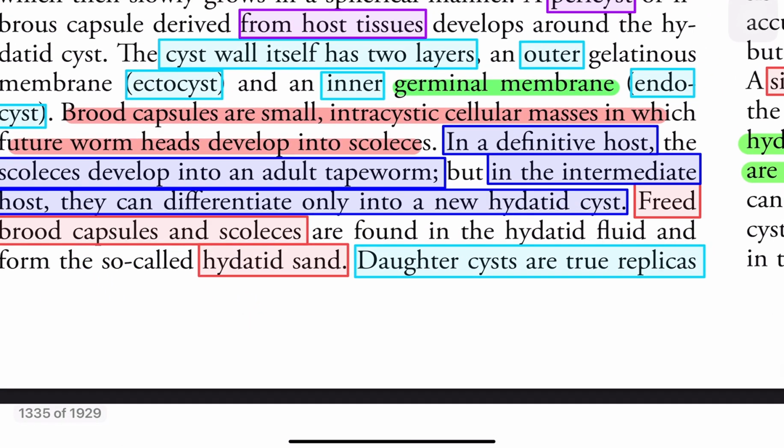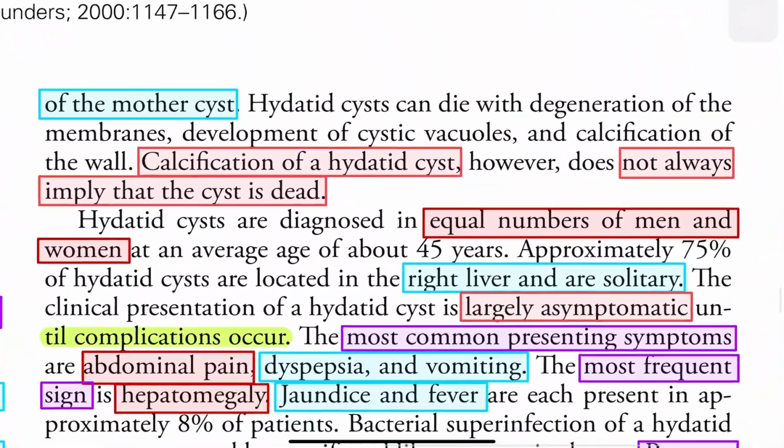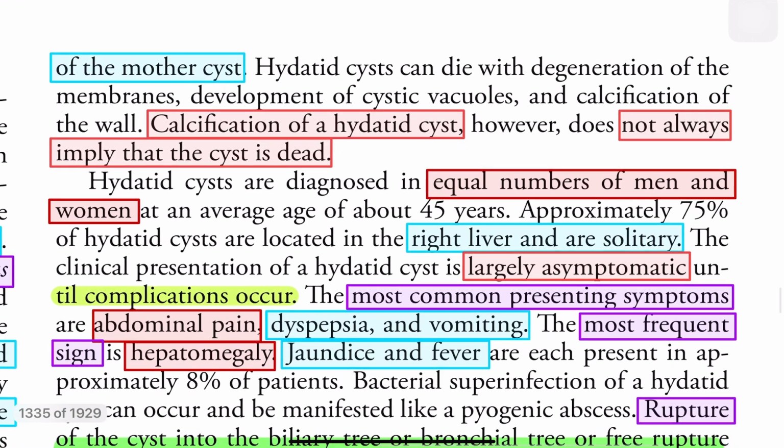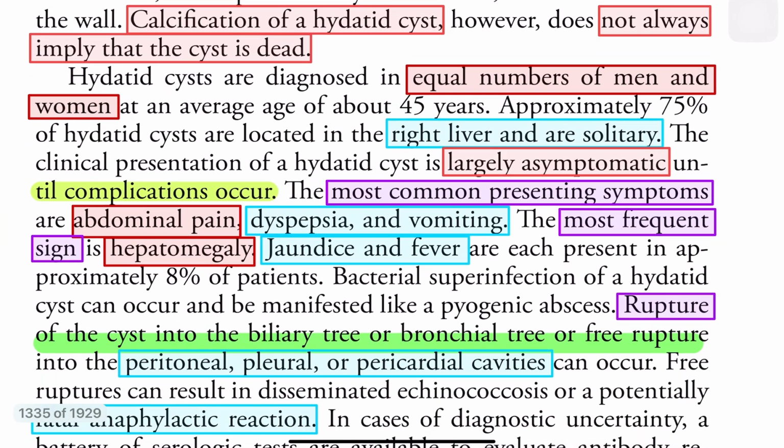Daughter cysts are true replicates of the mother cyst. Calcification of a hydatid cyst, however, does not always imply the cyst is dead. This can be a one liner: calcification does not imply the cyst is always dead. Hydatid cysts are diagnosed equally in men and women, so no sex predilection. Mostly in the right side of the liver, and generally are solitary, single.